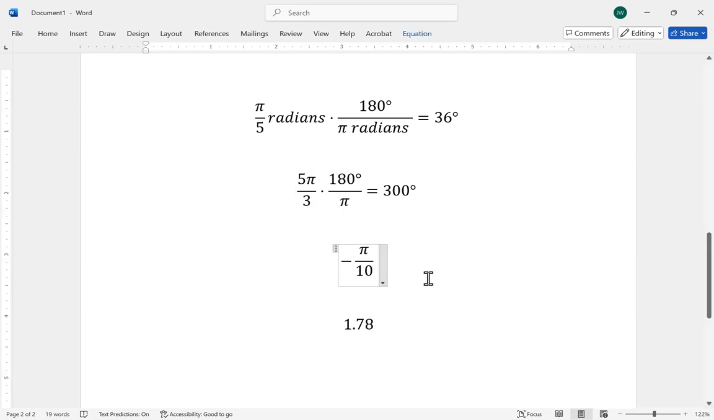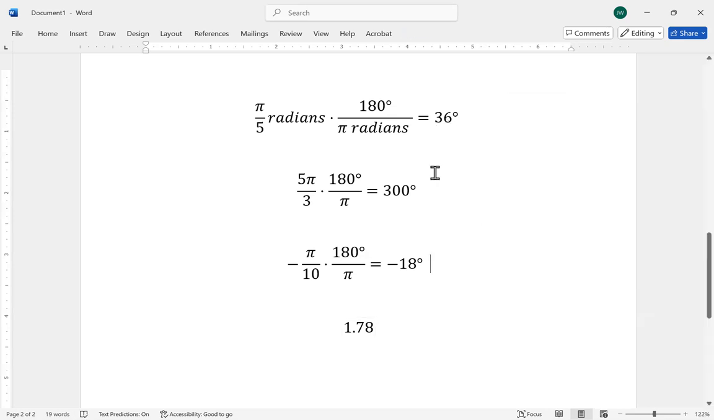Let's take negative pi over 10. Again, multiply that times the fraction of 180 degrees divided by pi radians. I'm leaving off the word radians just for the sake of time. And what that is, negative 18 degrees. So negative 18 degrees is the same thing as negative pi over 10 radians.